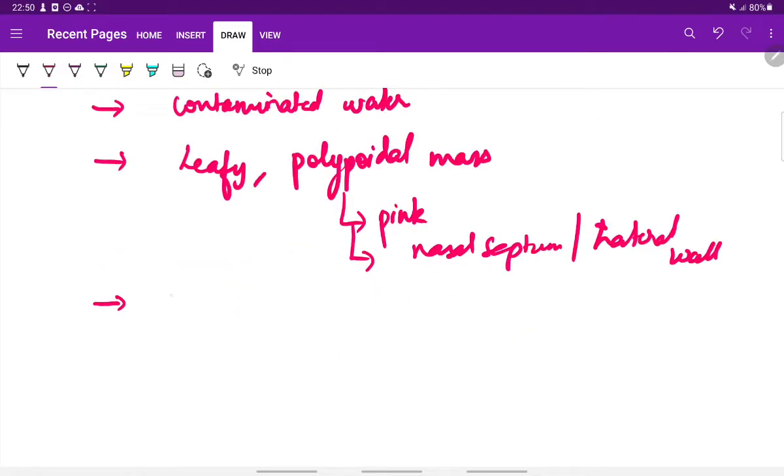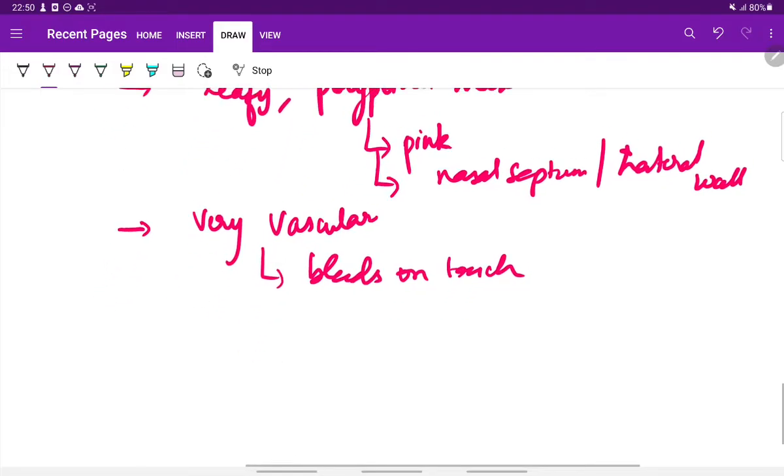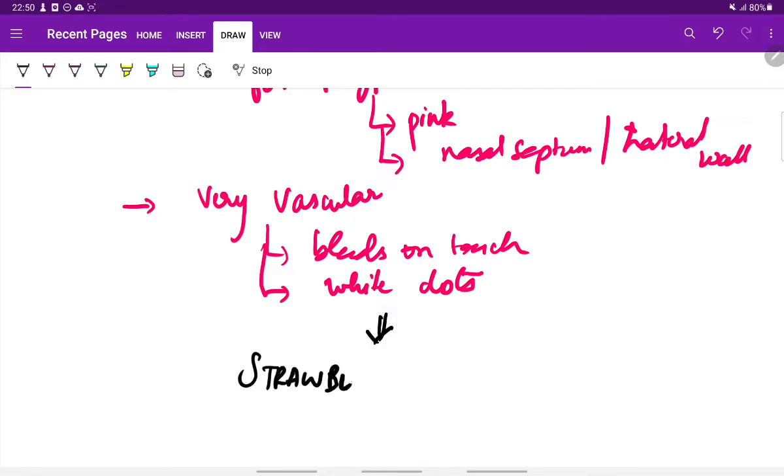And the mass is very vascular in nature and it bleeds easily on touch. And this mass is also studded with white dots which represent the sporangia. So all these features give it a strawberry polyp appearance. It is considered to be a strawberry polyp.